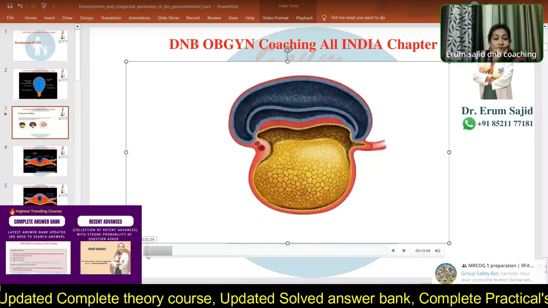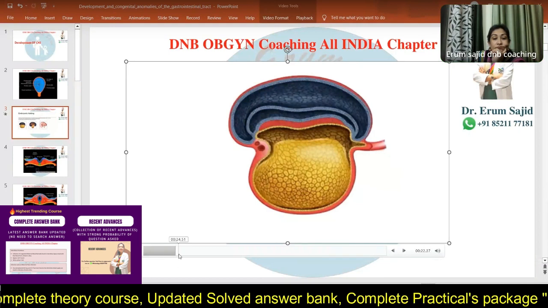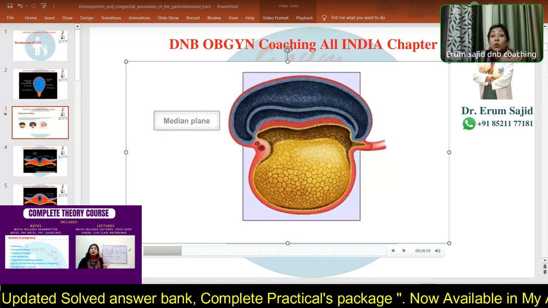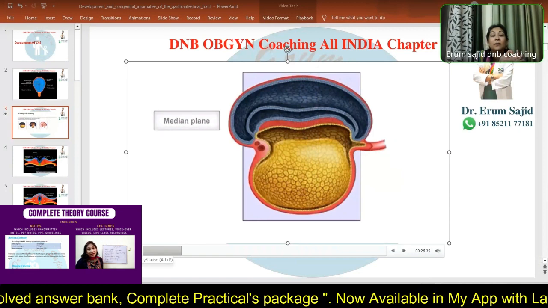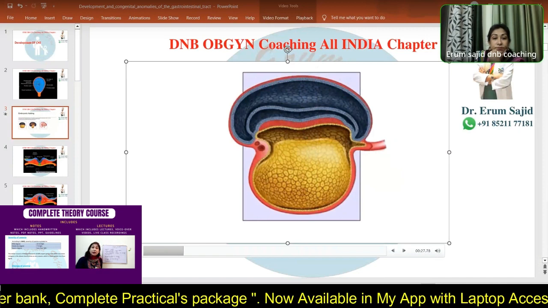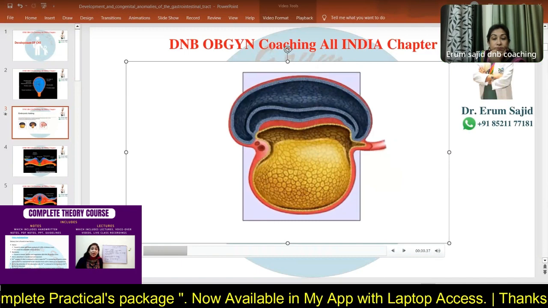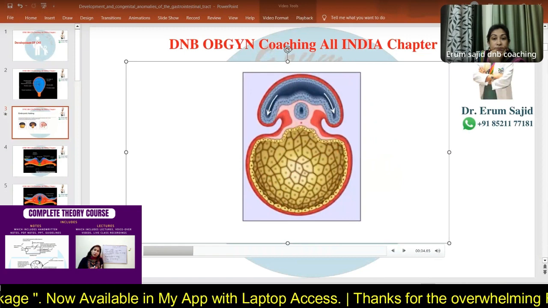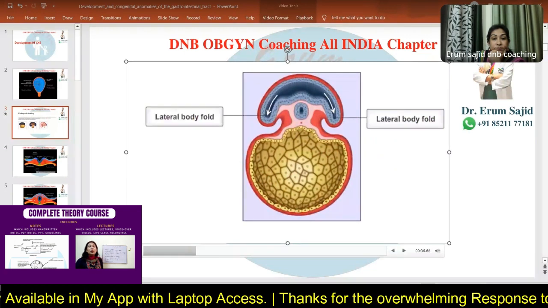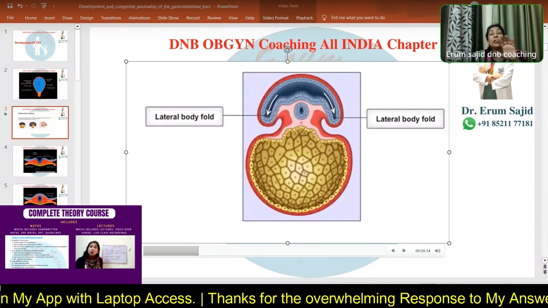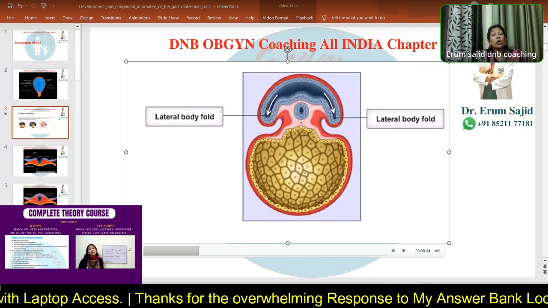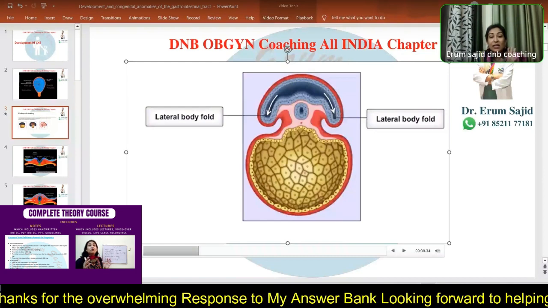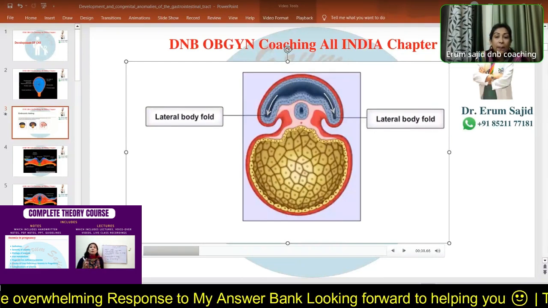Embryonic folding occurs in two planes, the horizontal plane and the median plane. What I just told you, okay? The horizontal plane and the median. And it is the result of differing rates of growth of the embryonic structures. Folding of the embryo in the horizontal plane results in the development of two lateral body folds. These are the two lateral body folds, okay? This is in the horizontal plane they're trying to say. So just listen to this. I'll tell you each and everything later on.